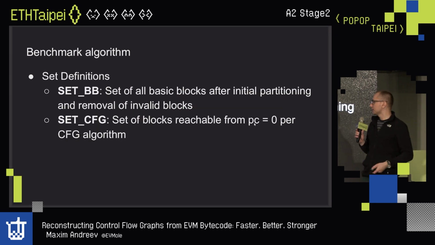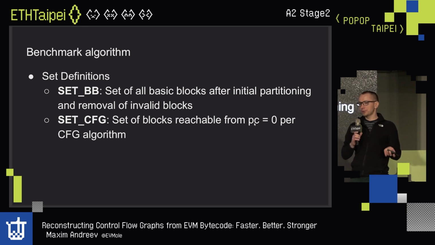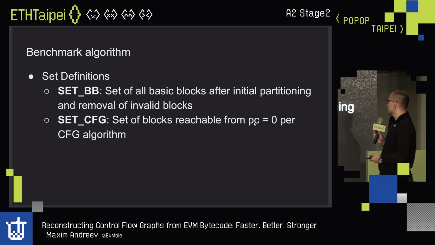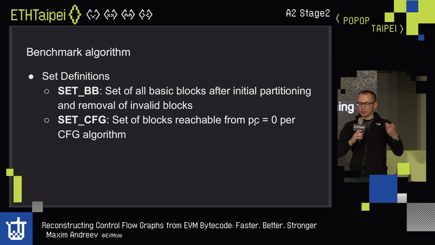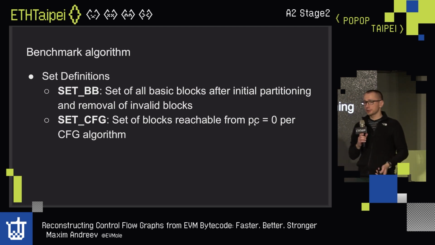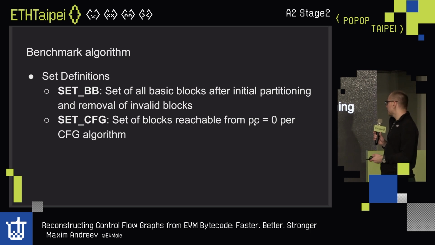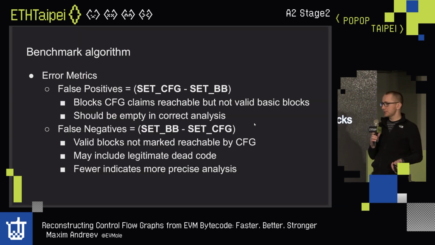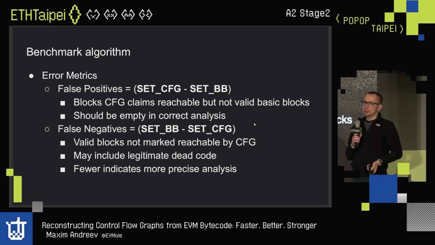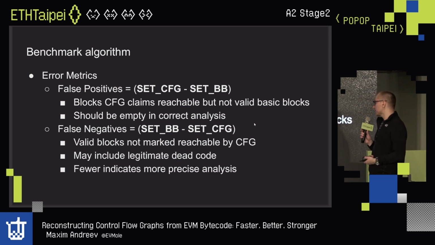After that, we can get definitions for two sets. The first one is the set of all basic blocks after initial partitioning by the algorithm from the previous slide. For the second set, we run some tool on the same bytecode and get another set of blocks which is reachable from the start of the contract based on the output of some algorithm. Using these two sets, we can get two useful metrics: false positives and false negatives.